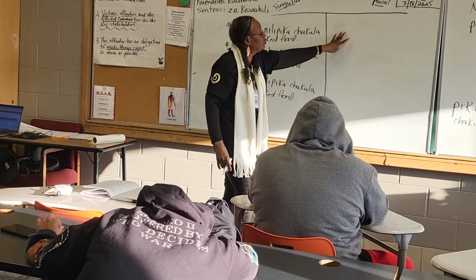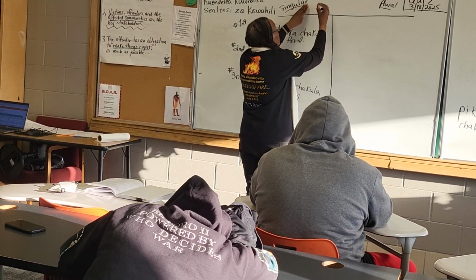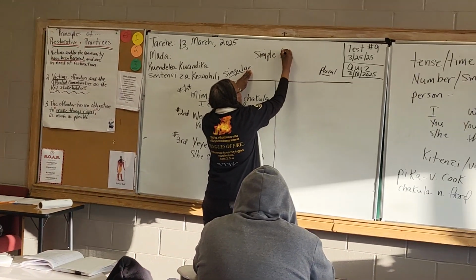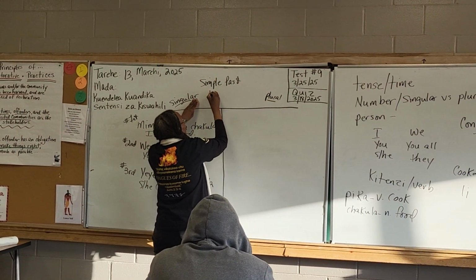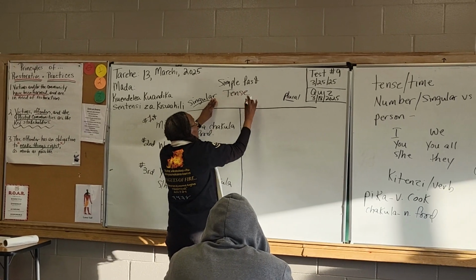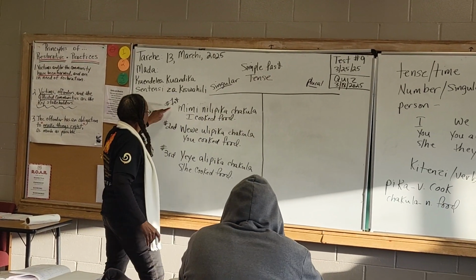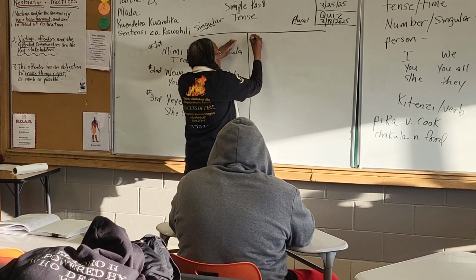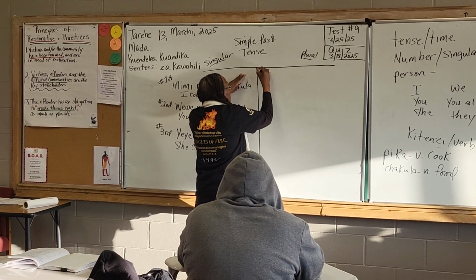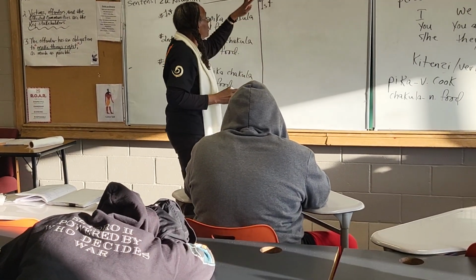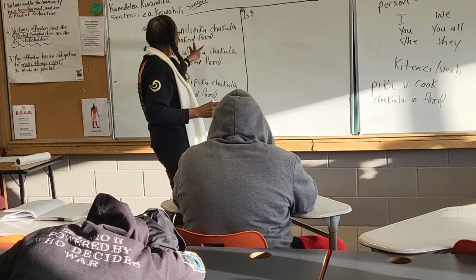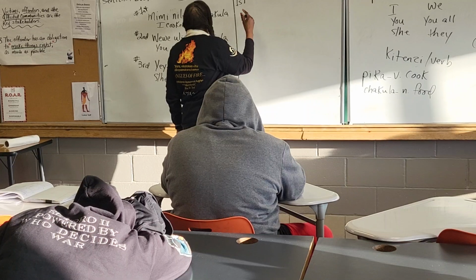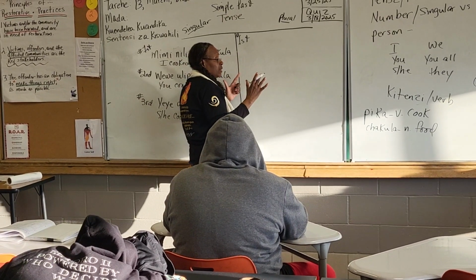We're going to now go to the plural. We're going to say simple past tense. All right. This is first, second, and third singular. Excuse me, first, second, and third singular. Now we do first, second, and third plural. All right, start me off.